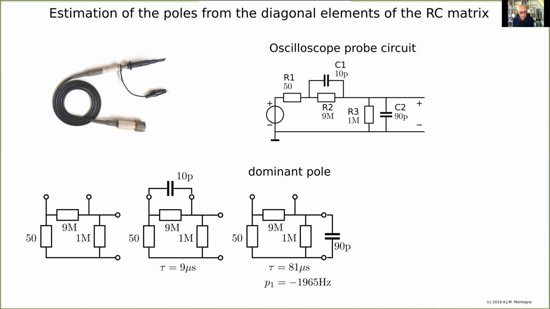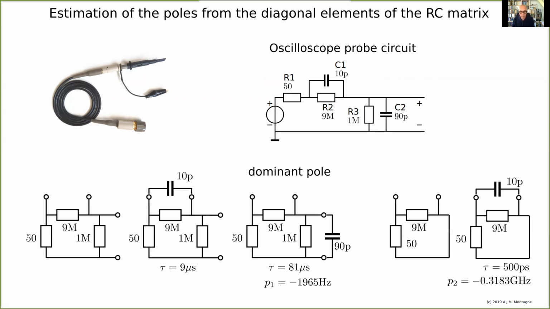We found the dominant pole, that is P1 now, and then we are going to short this port, and we have this. And then we place the 10 pF there and find another time constant, which is 500 picoseconds. And now we have a second pole, let's say 318 megahertz. And you see it is a slightly different result than we had before when we calculated the eigenvalues. I remember it was something like 1700 hertz.